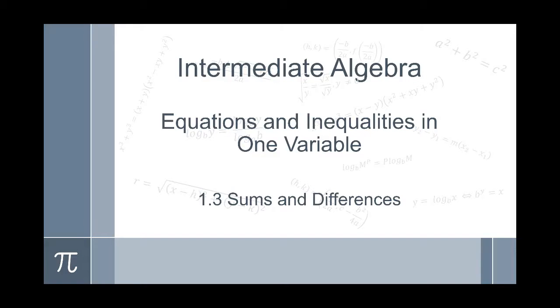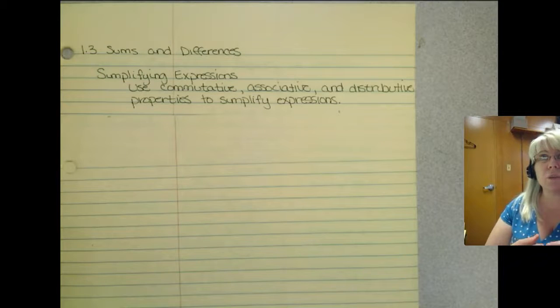1.3 Sums and Differences. When working with one variable expressions, there's a lot of things that we'll want to do with them. But the first thing, let's go through and recap how to simplify expressions. We're going to use three properties that we're aware of: commutative, associative, and distributive. So let's run through those pretty quickly.